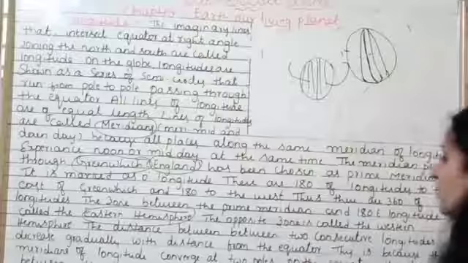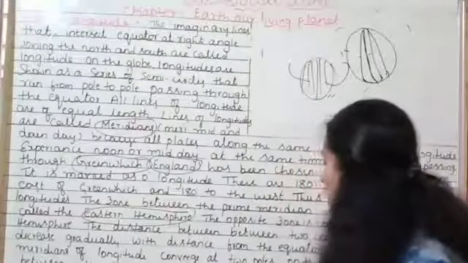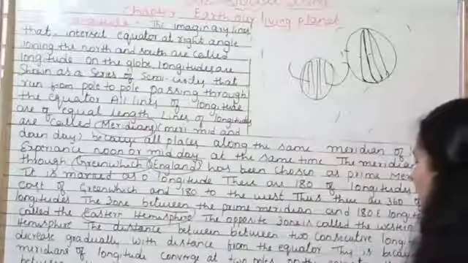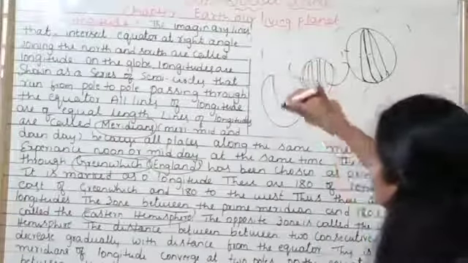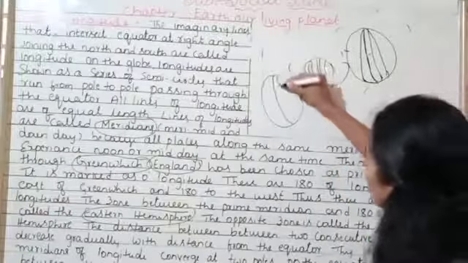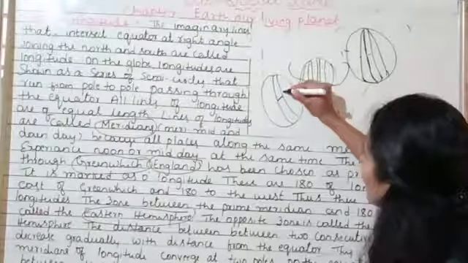So you can observe, and this is because the meridians of longitude converge at the two poles. On the equator, the distance between two consecutive meridians is 111 kilometers. So on the equator, from here to here, the distance is 111 kilometers.